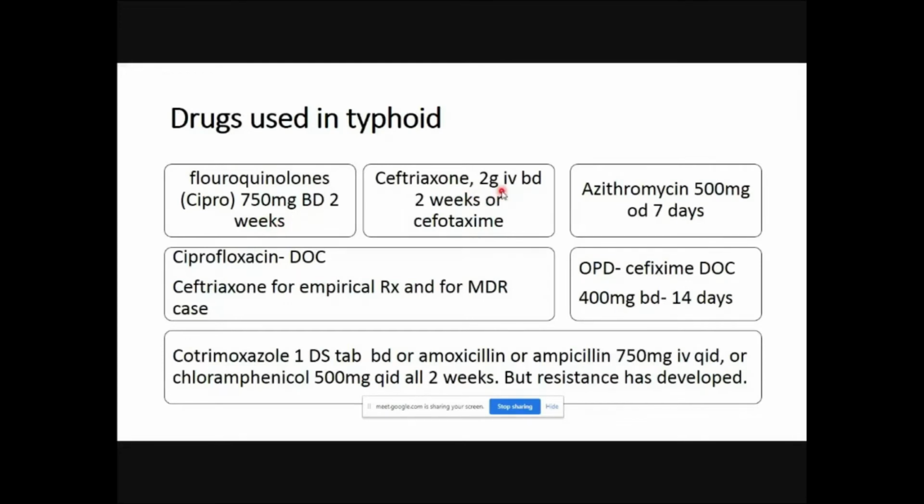And ceftriaxone is given parenterally. I think you still remember to which generation it belongs: it belongs to 3rd generation cephalosporins. Ceftriaxone is given 2 gram intravenous twice daily for 2 weeks. We can also use cefotaxime in particular cases that I'll discuss later. And azithromycin can also be given as an alternative, 500 milligram once daily for 7 days. We'll discuss in which cases we'll be using this.